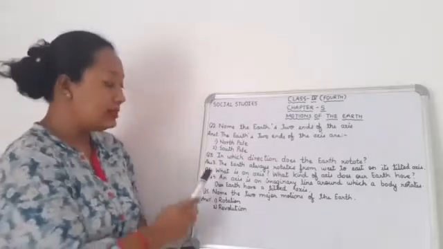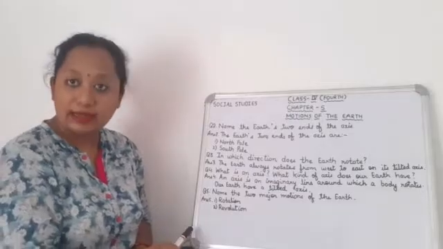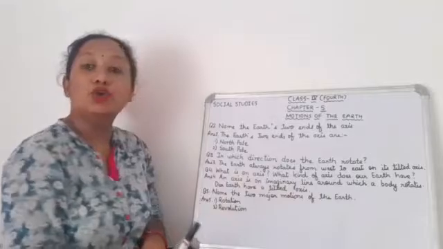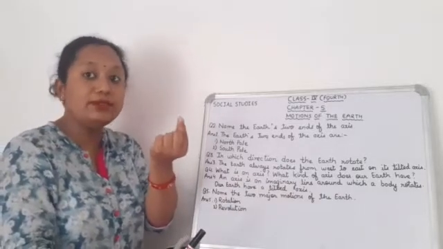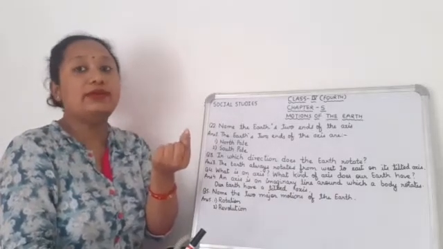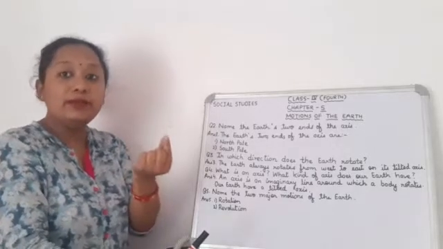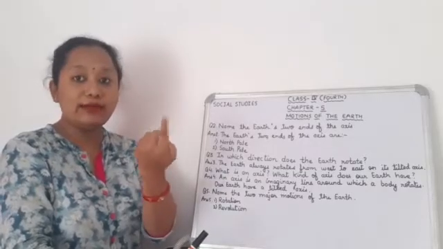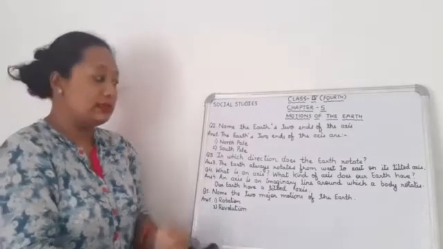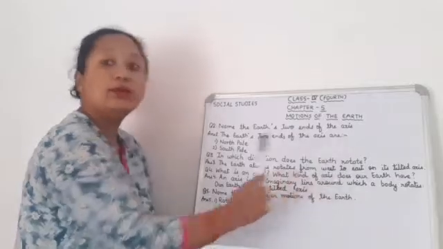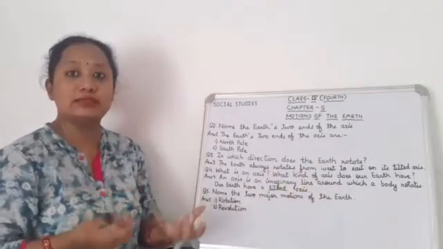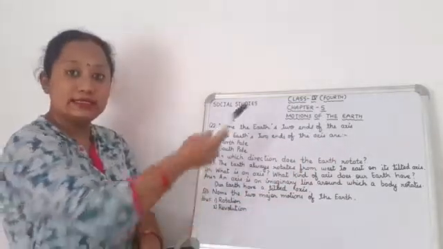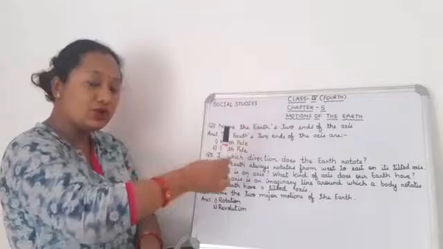Question number 4 is, what is an axis? First you have to define an axis. So an axis is an imaginary line around which a body rotates. Imaginary means not visible, an invisible line that we cannot see. Around that imaginary line a body rotates. It's called axis. And what kind of axis does our Earth have? As I told you earlier also, our Earth has a tilted axis. Tilted means slanted. It's not straight.